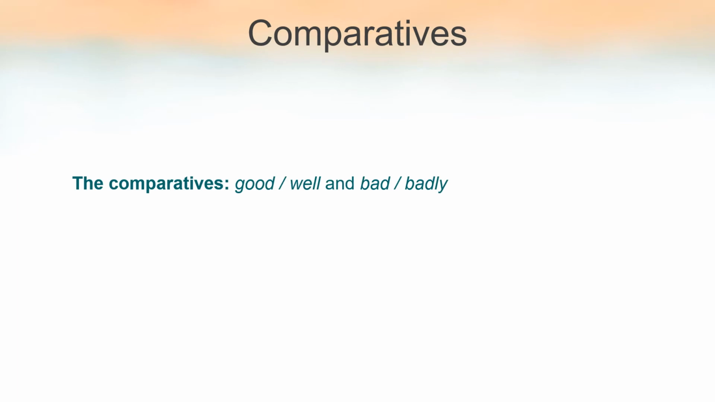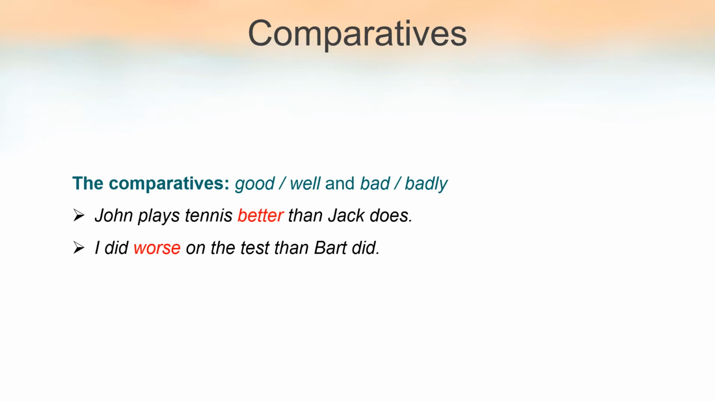We use special forms for the comparative of good, well, which is better, and bad, badly, which is worse. John plays tennis better than Jack does. I did worse on the test than Bart did.